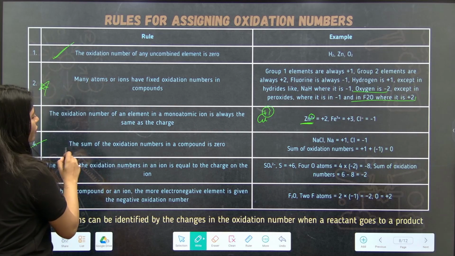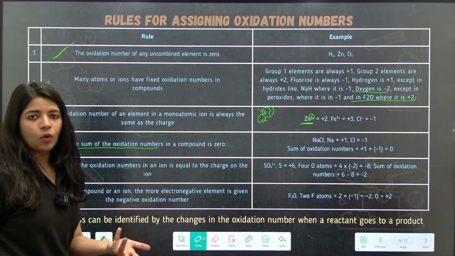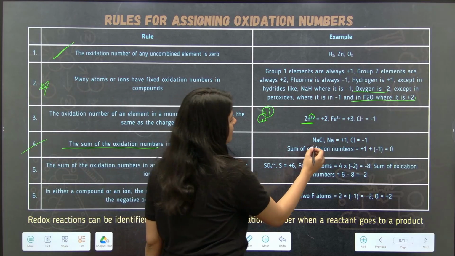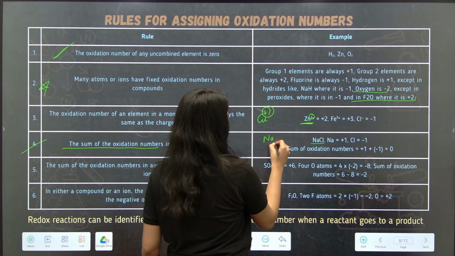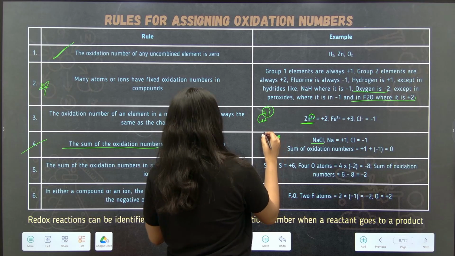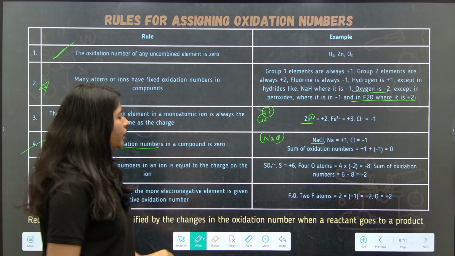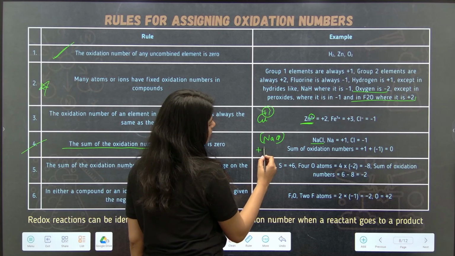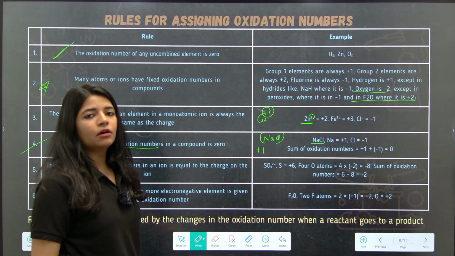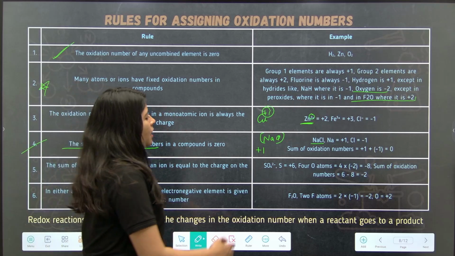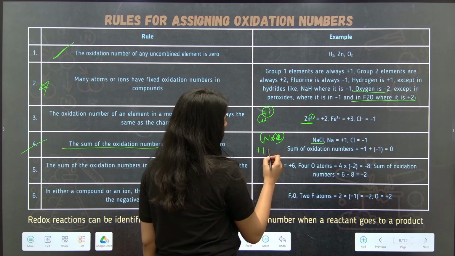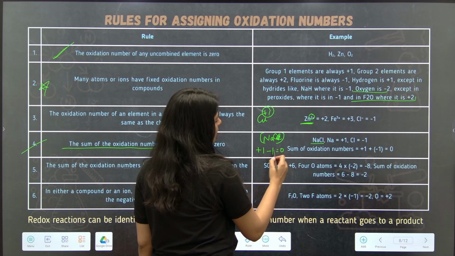Next is, the sum of the oxidation numbers in a compound is 0. We know this, for example Na and Cl. Here the complete oxidation number of any compound is going to be 0. For example, Na, we know it is plus 1 because it lies in group 1, and Cl is minus 1. So when you add this, you will get 0.